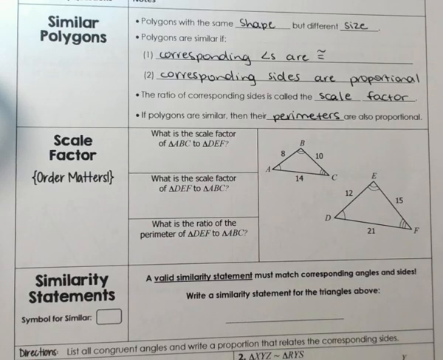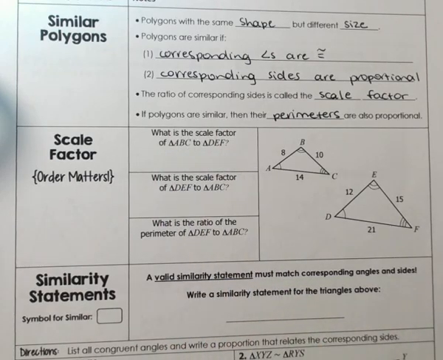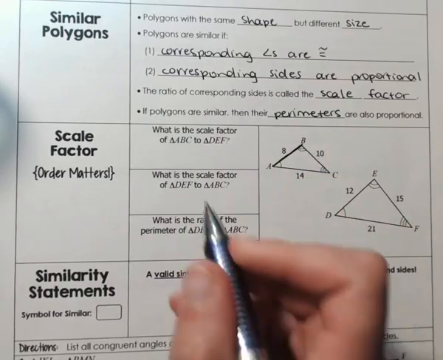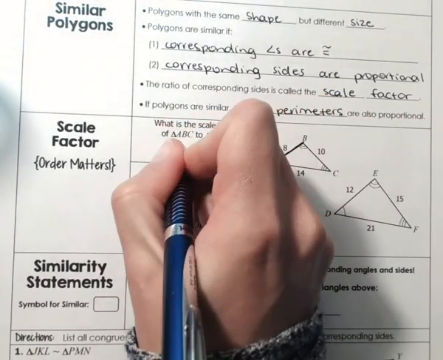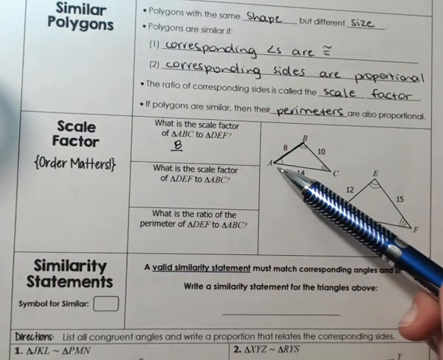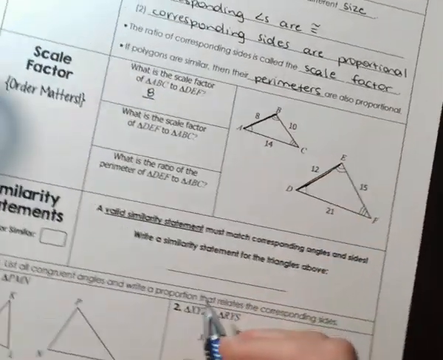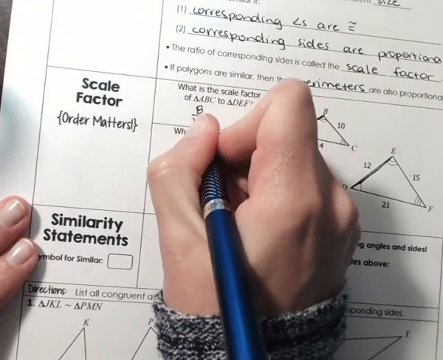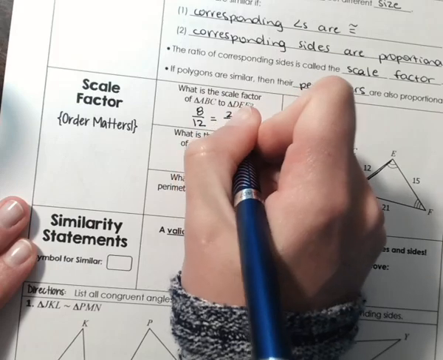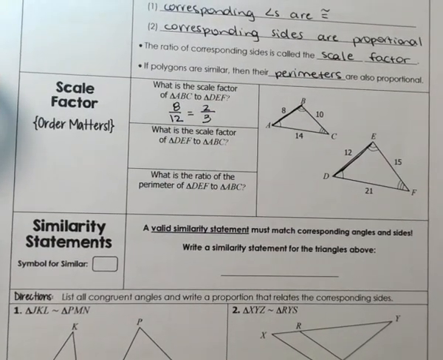So for the first one, it says, what is the scale factor of ABC to DEF? So they want ABC on top, so we're going to pick one side on triangle ABC, so we'll put 8 on top. And then it has to match up, so I picked the side in between the angle marked with 1 line and 2 lines, so that's going to be side DE. So 8 over 12 is the scale factor. Of course, we can reduce both of these by 4. So 8 divided by 4 is 2, and 12 divided by 4 is 3. So your scale factor is 2/3.